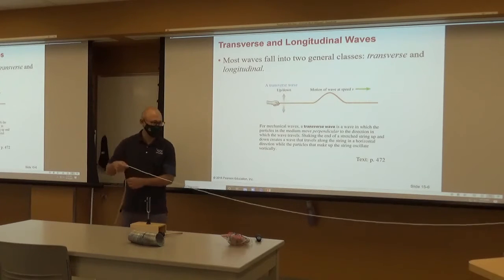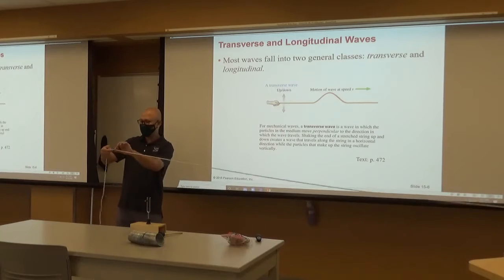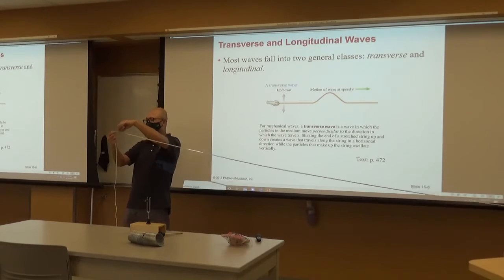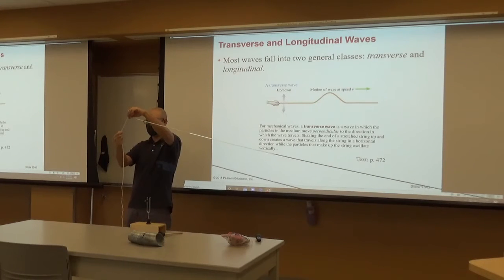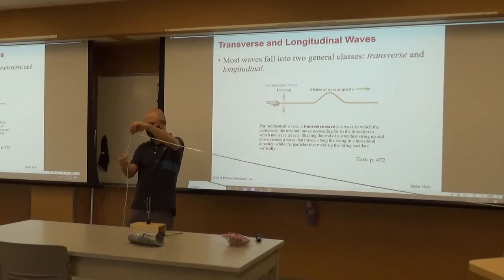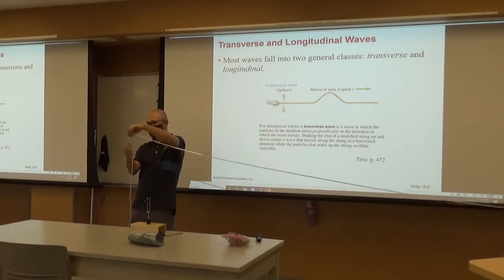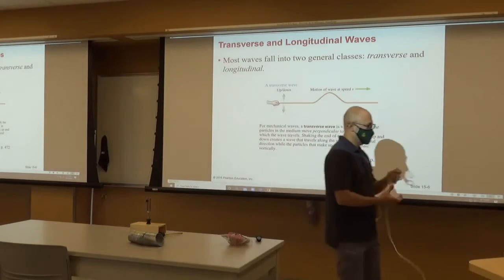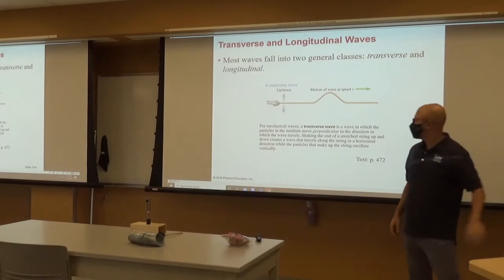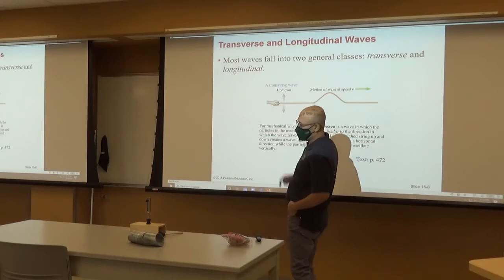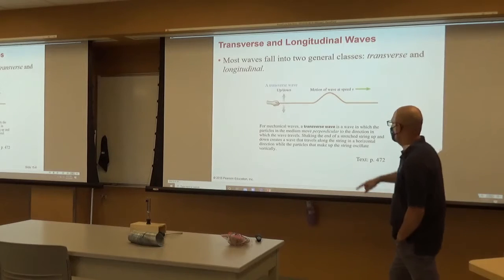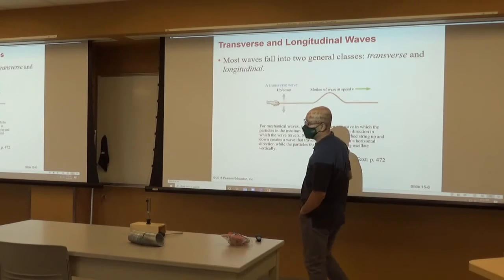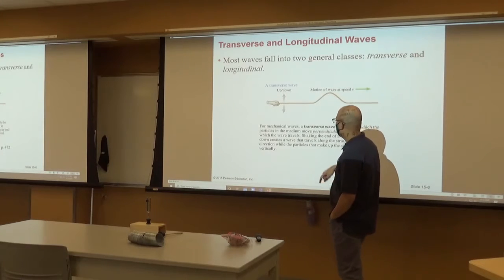So what happens is this part of the molecules move up. It pulls this one up, pulls this one up, pulls this one up, and then when I move this down, this one moves down, down, down. Up, down, like this. So, in case of transverse wave, the molecules move up and down, which is perpendicular to the direction of propagation of the wave.